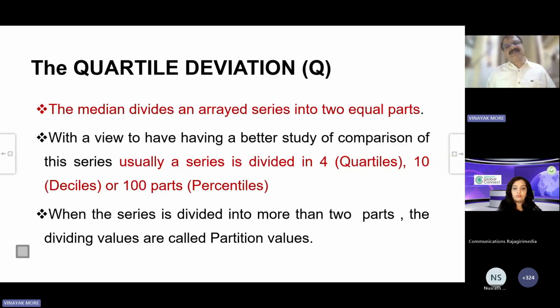In deciles, it may be 10 parts, and in percentiles, like we find percentages, we are dividing into 100 parts and finding the percentiles. So percentile is again, we can say, an extension of the deviation.